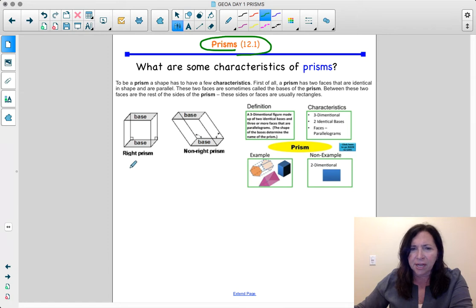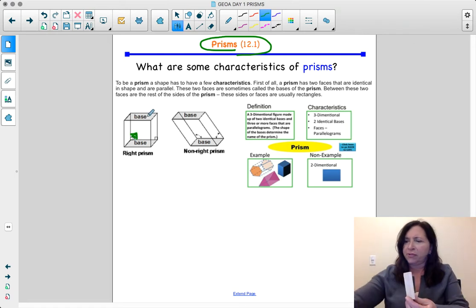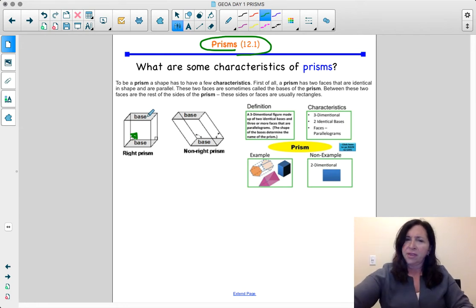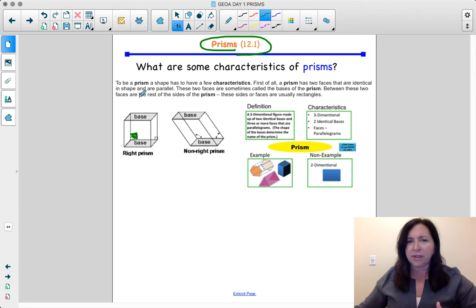And so what we're doing right now is talking about different kinds of prisms. This is a prism right here. We call it a right prism. A right prism does have a right angle here. And it means that it's straight up and down. This shape right here is a right prism, because they're straight up and down, they're perpendicular with the base.